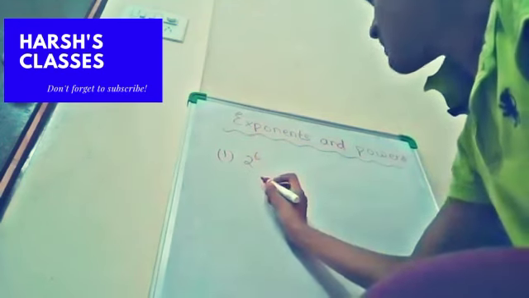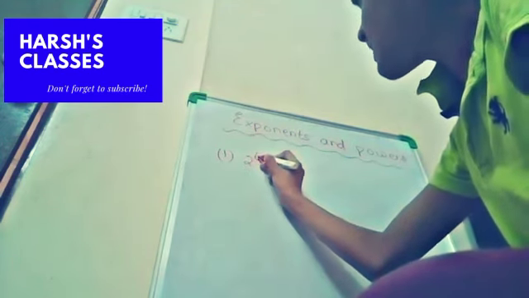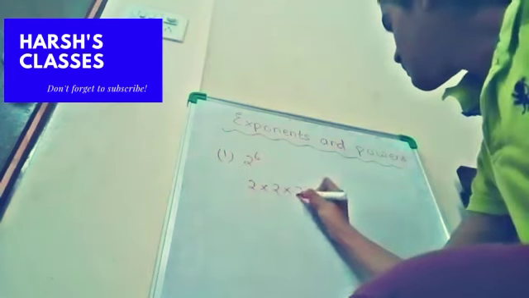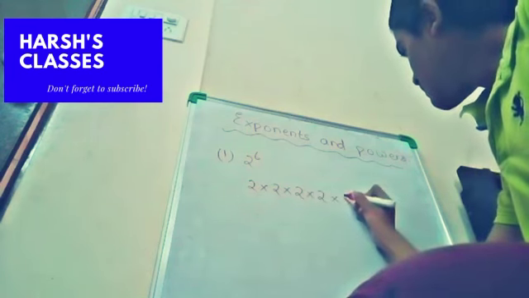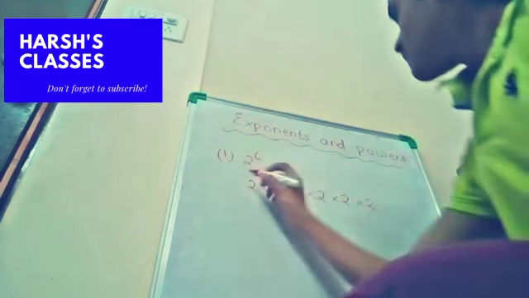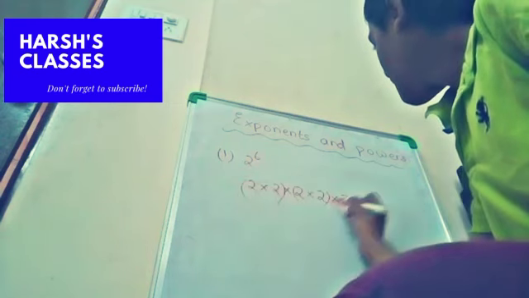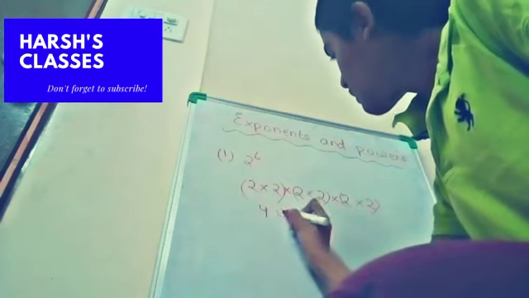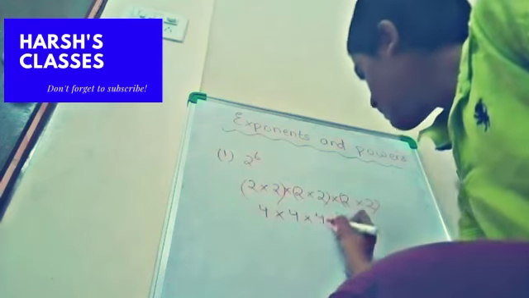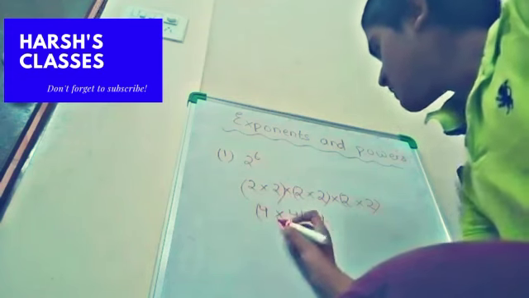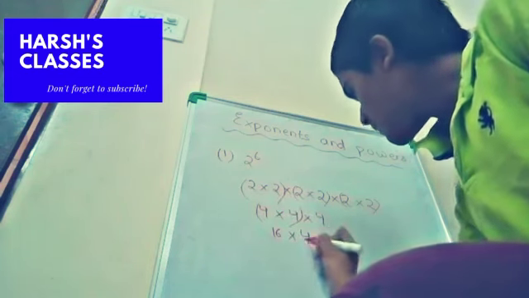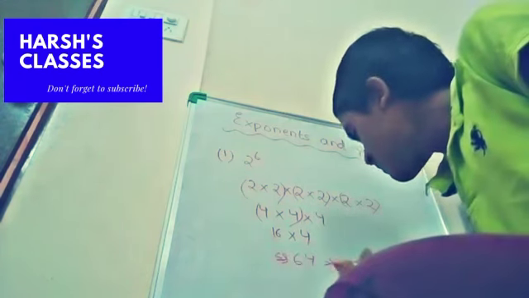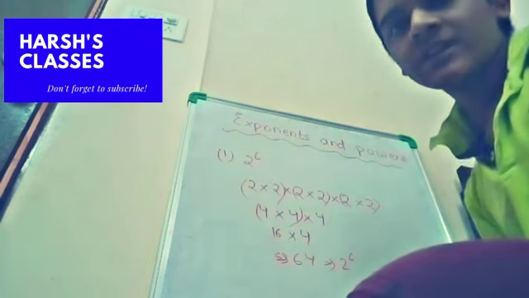So 2 to the power 6 means 2 is multiplied by itself 6 times. So 2 into 2 into 2 into 2 into 2 into 2. So we have to keep the brackets: 2 to the 4, 2 to the 4, 2 to the 4. So 4 into 4 into 4. 4 4s are 16. Then 16 into 4 is equal to 64. So 2 to the power 6 is equal to 64. Hope it's clear with the first one.